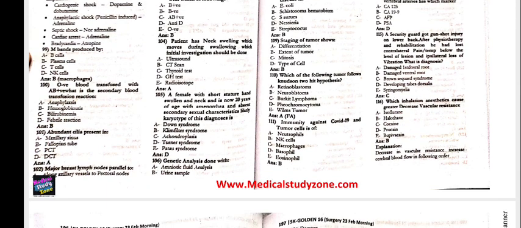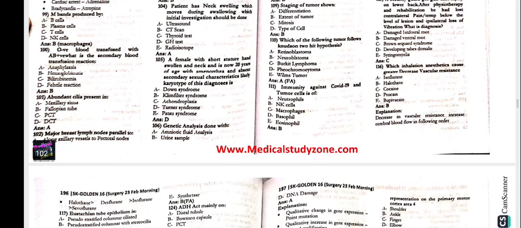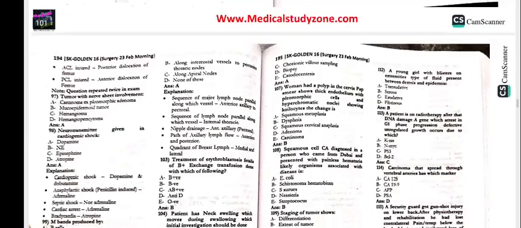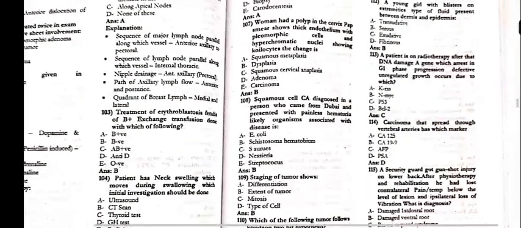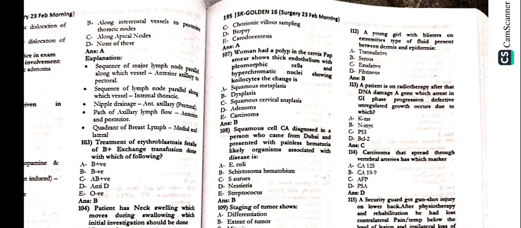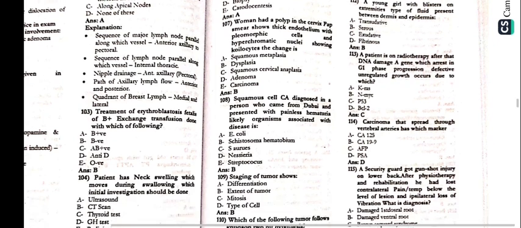109, staging of the tumor shows the extent of the tumor. 110, which of the following tumors follows Knudson's two-hit hypothesis? That is retinoblastoma. 111, the immunity against viruses and tumor cells is by NK cells. 112, a young girl with blisters on the extremities. Type of fluid present between the dermis and epidermis is serous fluid.